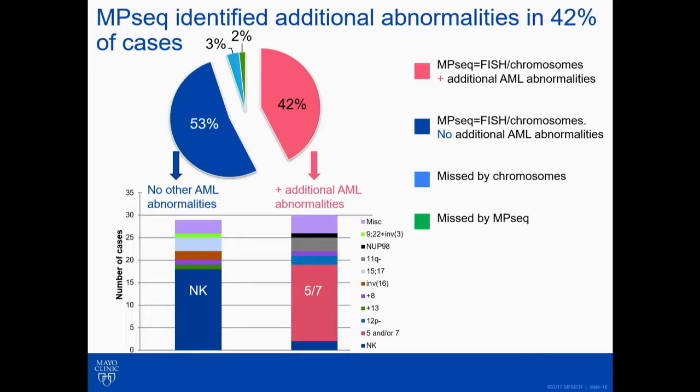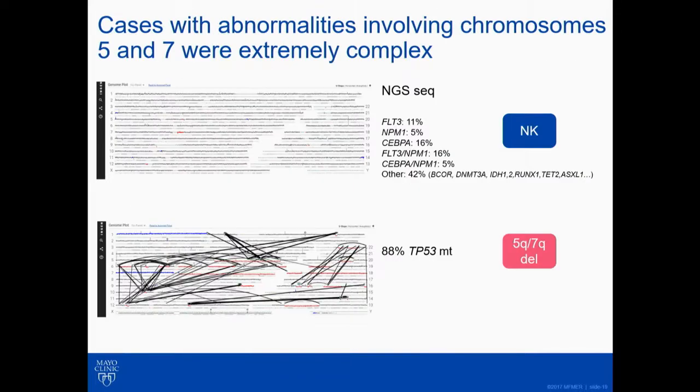And so the majority of the normal karyotype cases fall within this category, versus those cases that have a deletion 5 or deletion chromosome 7 have additional AML abnormalities. So we wanted to look at these cases a little bit further. And what you can appreciate on the upper part of this figure is that those cases that are with normal karyotype AML have a relatively quiet genome. And those, as we all know, are often characterized by point mutations, and we, in fact, do see that based on our clinical grade NGS assay.